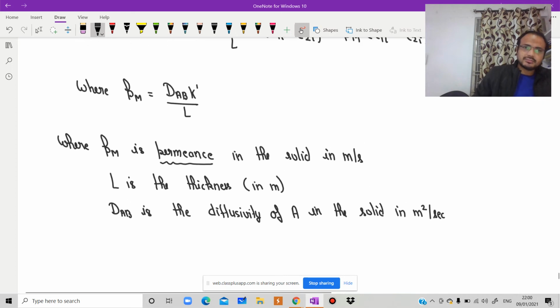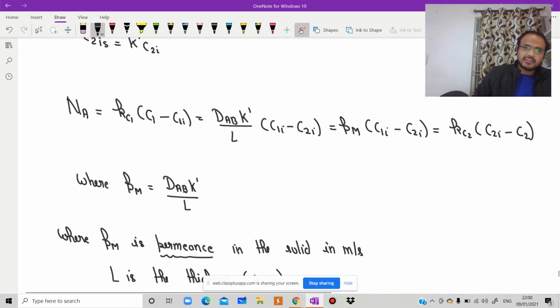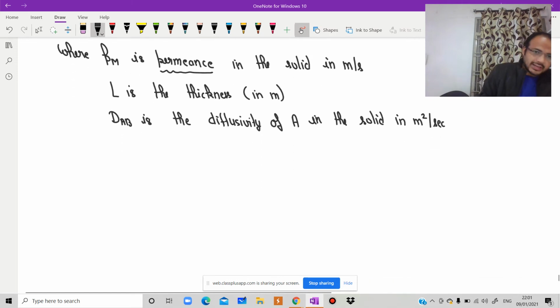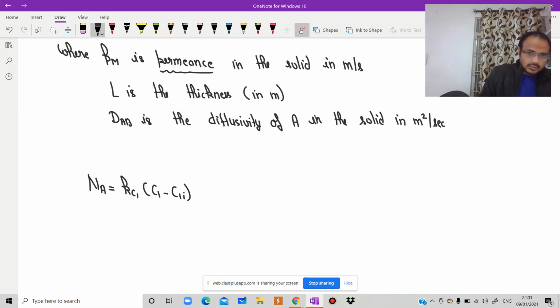Can we write like this? If I equate this quantity with this one, and this quantity with this one, because we need overall driving force. We have NA is equal to Kc1 into (C1 minus C1I). So can we write C1 minus C1I is equal to NA divided by Kc1.